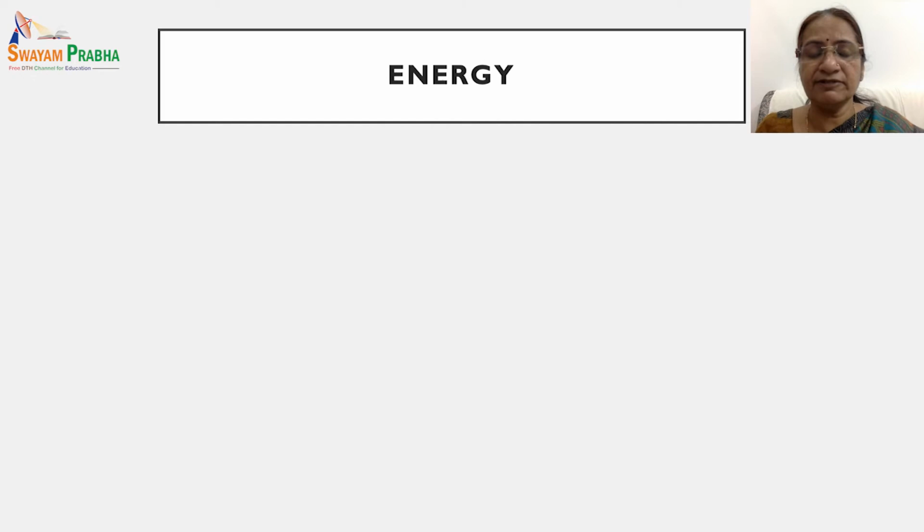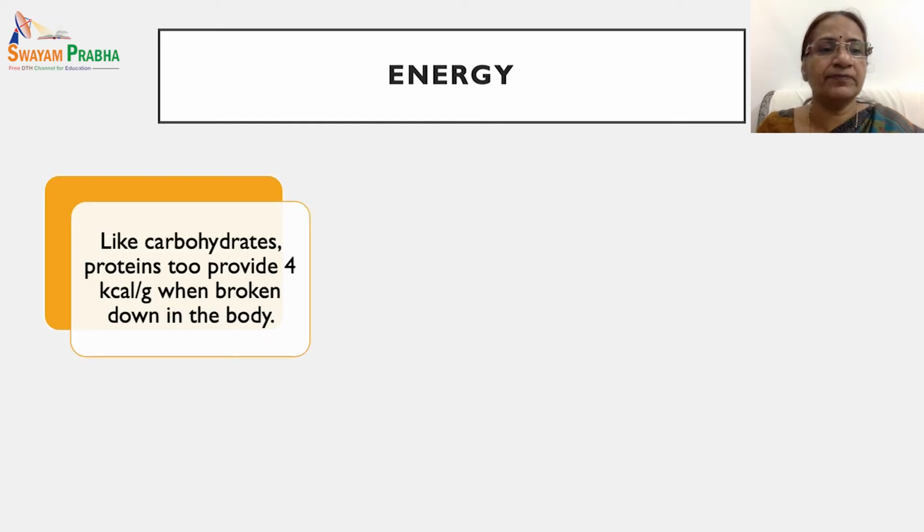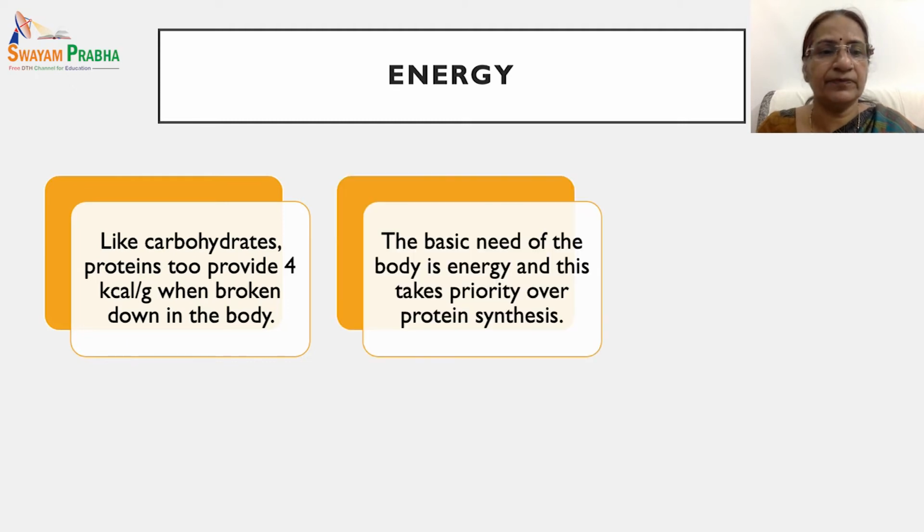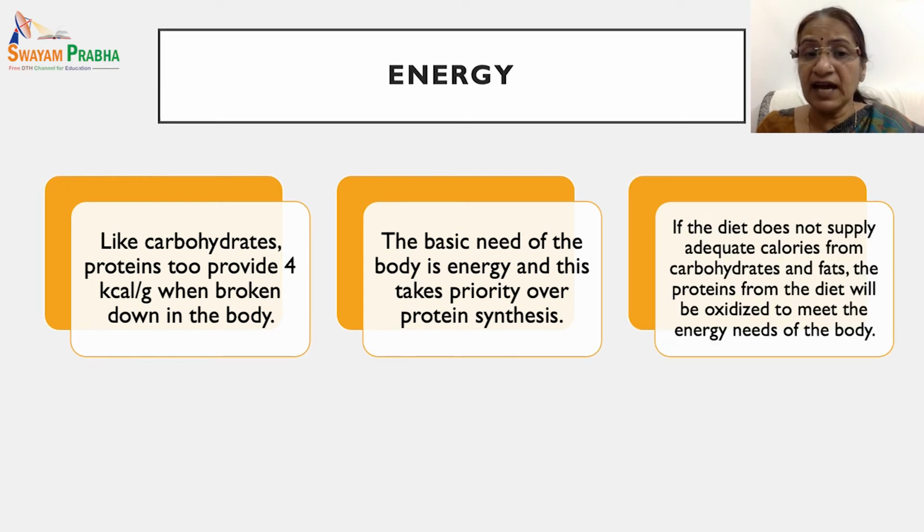Now energy. This is the third function of proteins. Like carbohydrates, proteins too provide 4 kilocalories energy per gram when broken down in the body. The basic need of the body is energy, and this takes priority over protein synthesis. If the diet does not supply adequate calories from carbohydrates and fats, the proteins from the diet will be oxidized to meet the energy needs of the body.